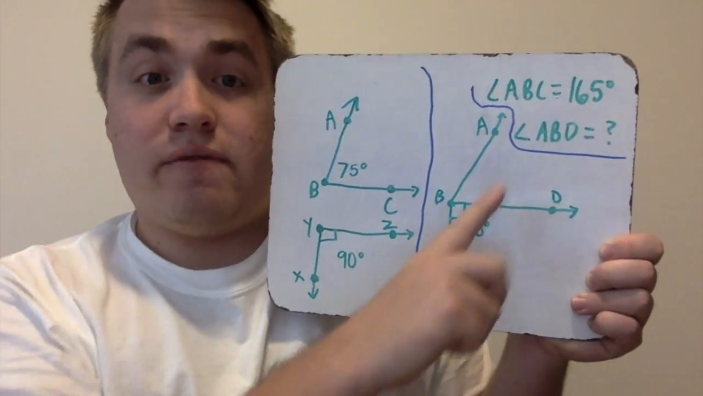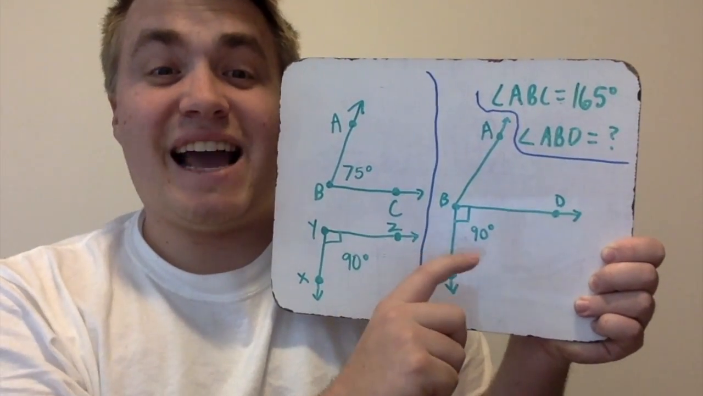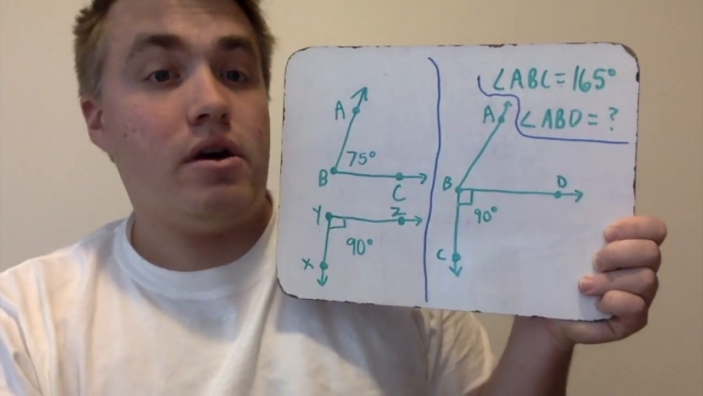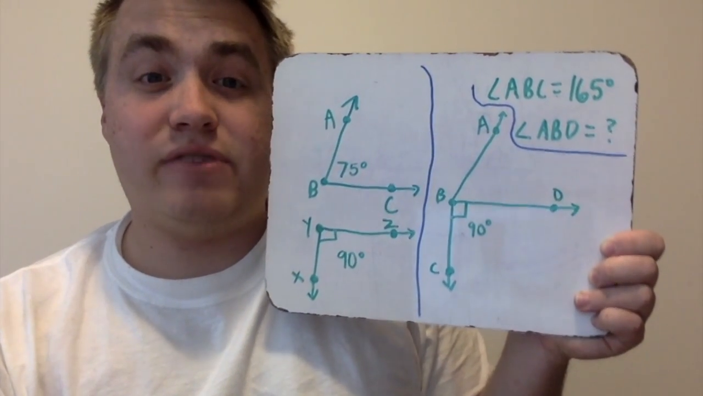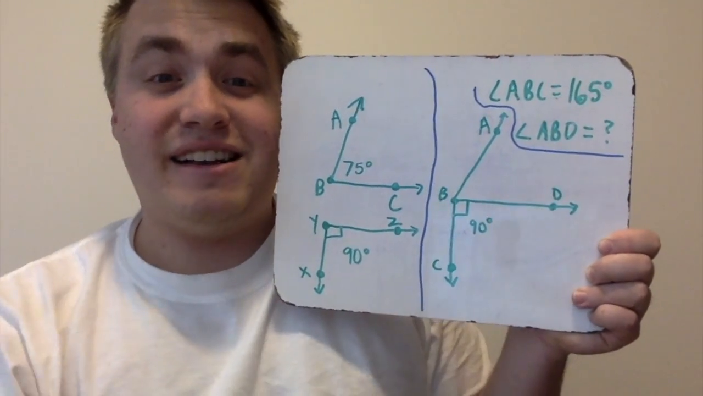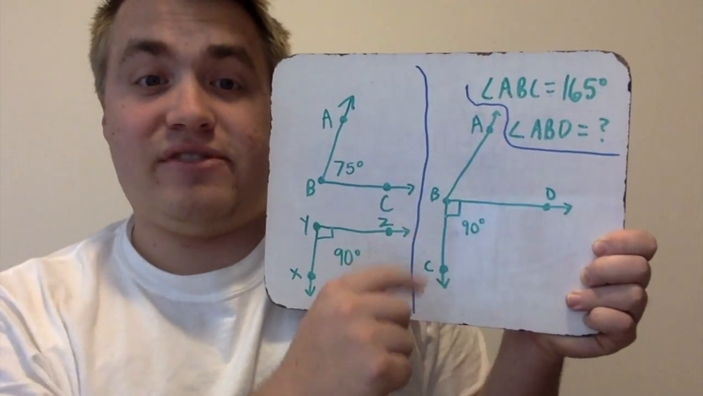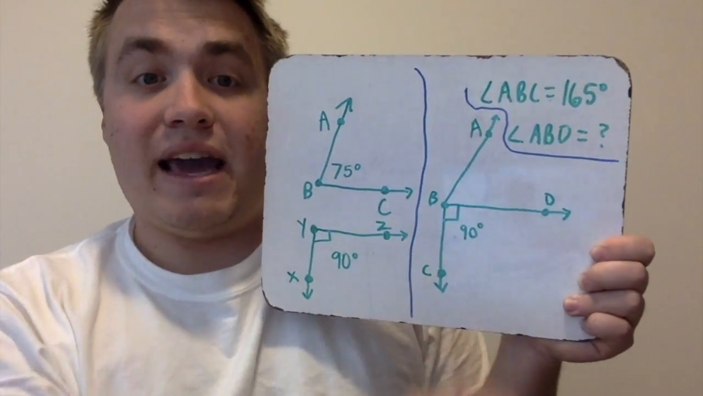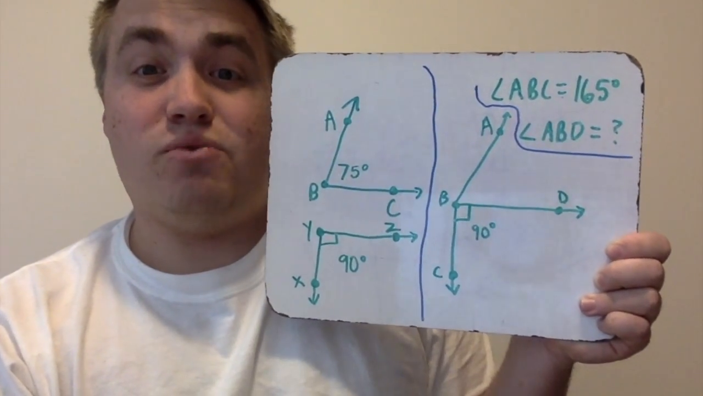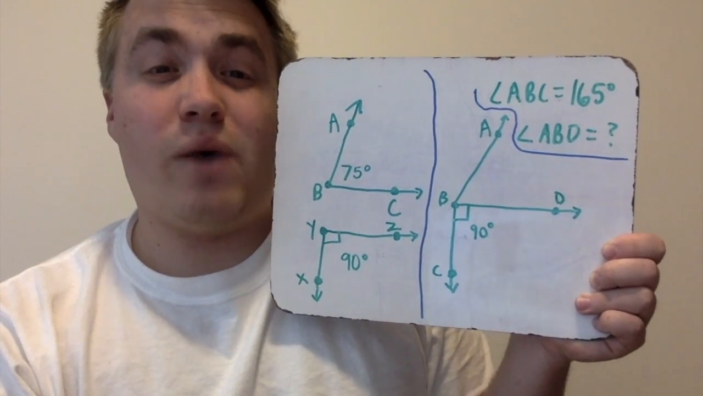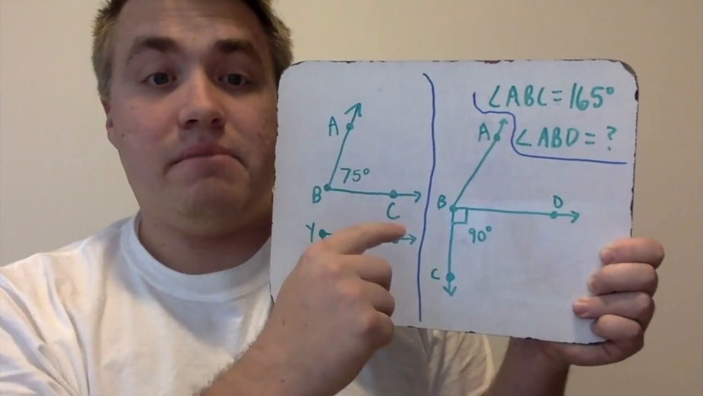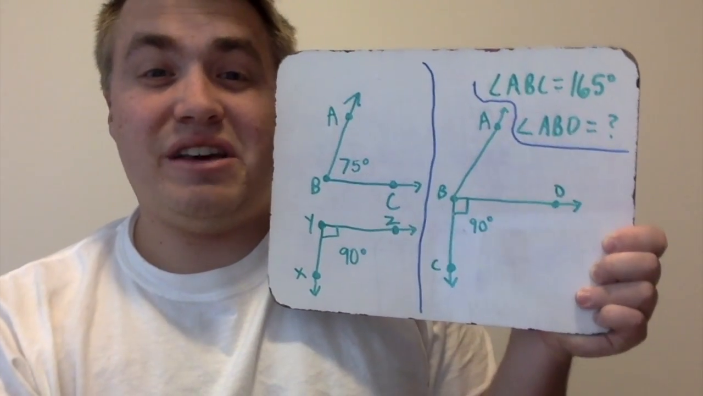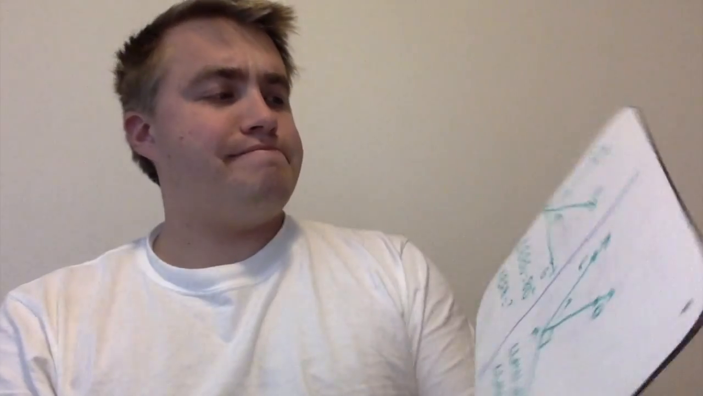I know that part of that 165 degrees is 90 degrees, right? Well, what I can do is take my big angle, 165 degrees, and subtract 90 degrees from that. If I take out this angle here, then I will be left with my angle ABD. If I do 165 and take away 90, I am left with 75 degrees. So my angle ABD would be 75 degrees. Let's practice that just a little bit more here.